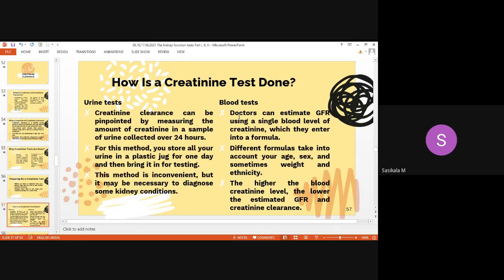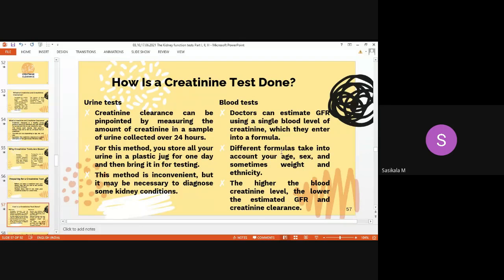With a blood test, doctors can estimate glomerular filtration rate using a single blood level of creatinine, which they enter into the formula. I mean, through the blood test, whatever creatinine level is found will be applied in the formula to calculate glomerular filtration rate. We'll be seeing how GFR is calculated in the coming slides.